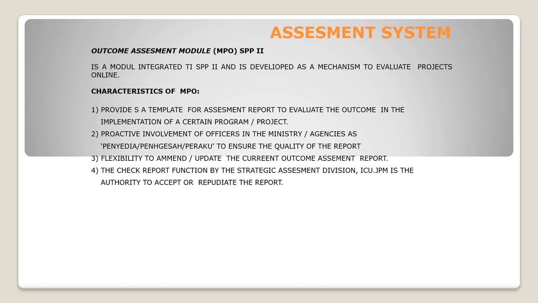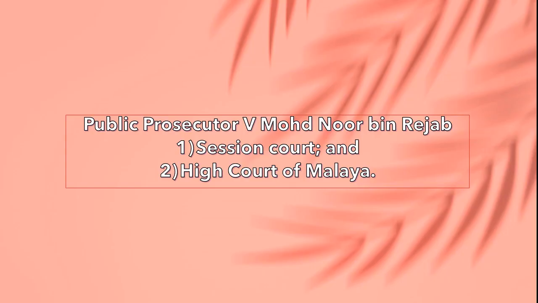So the case is Public Prosecutor versus Muhammad Noor bin Rajab. So the first is they went to the Constitution Court first and then they appealed to the High Court of Malaya.